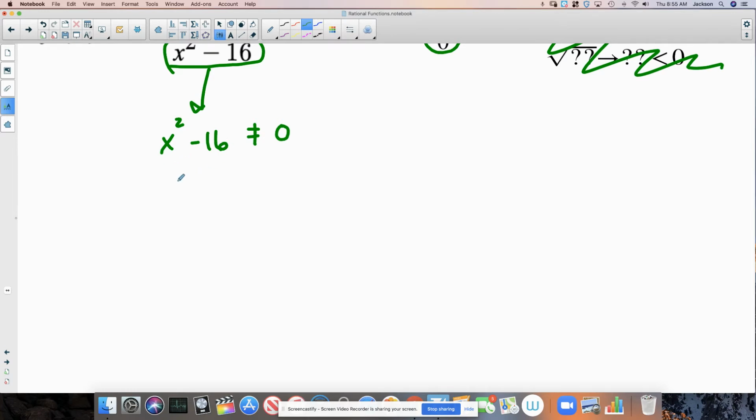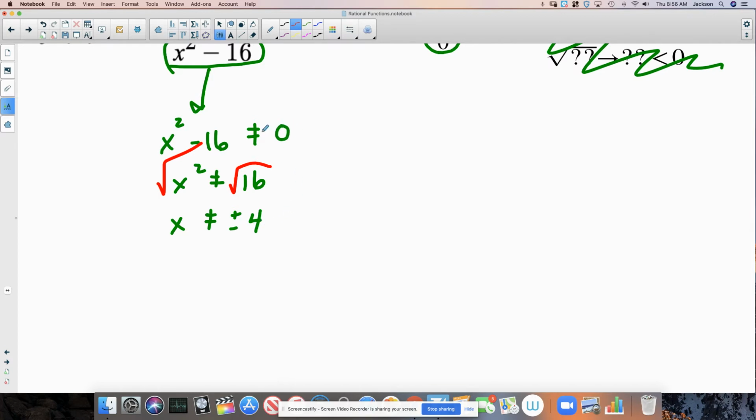We can add 16 to both sides here. And then we can take the square root and we get x cannot equal positive or negative 4. When we take the square root of this and we take the square root of this, we have to include both the positive and negative values. So these are the exclusions from our domain.